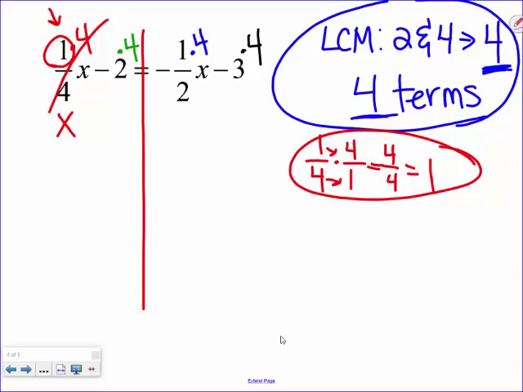Okay, so let's look at this. What if I have 2/3 x and I'm multiplying by 3? The 3's cancel out and my answer is 2x. Does everybody see that? Does that make sense?